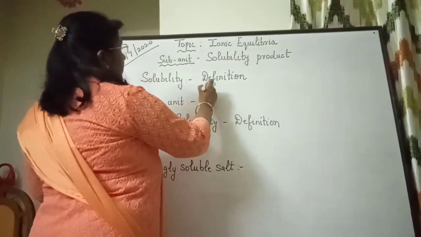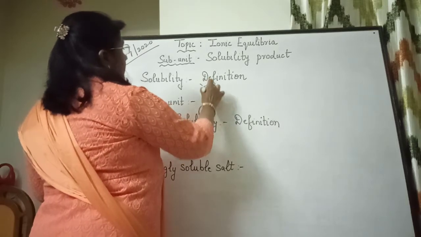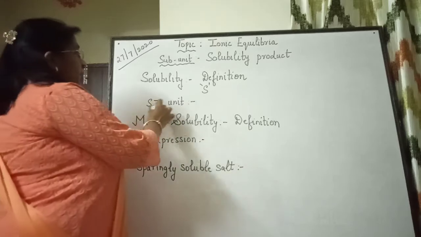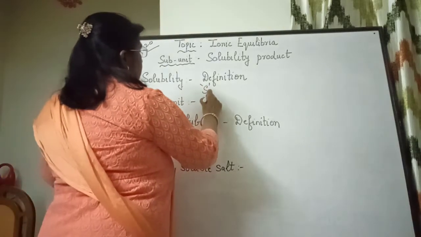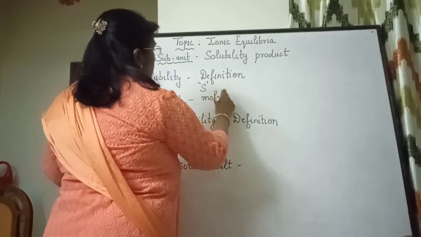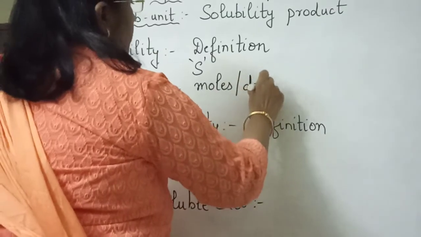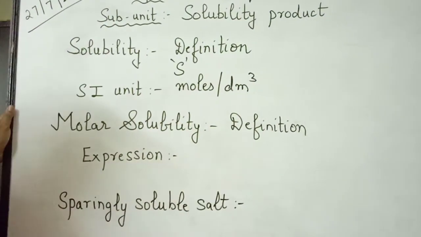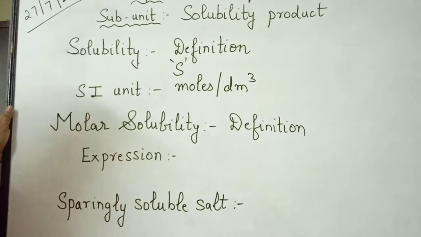Now this solubility is indicated with the letter S. And the SI unit of solubility is moles per dm cube.